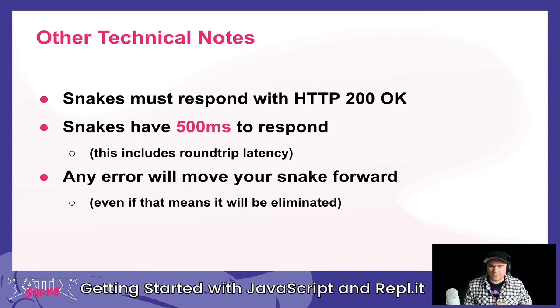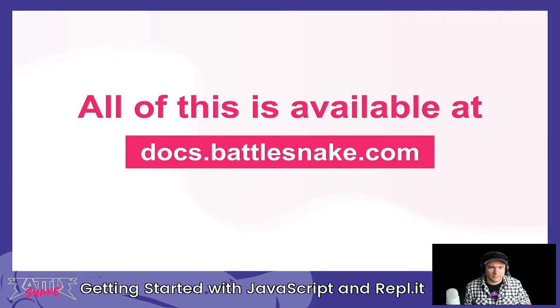If your Battlesnake fails to do either of those two things, either return a 200 or respond in time, then we will either disqualify your Battlesnake depending on what state the game is in, or if we can, we'll just move your Battlesnake forward in the last direction it moved in, even if that means it will just be eliminated. So if you're in the top row and you've been moving up, and you fail to reply with a 200, your Battlesnake will just move off the board and be eliminated. That's the consequence for not abiding by those rules.